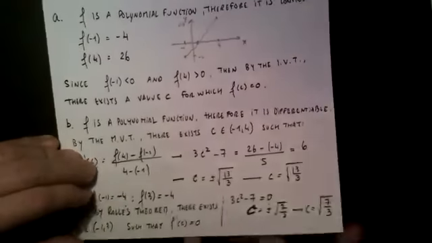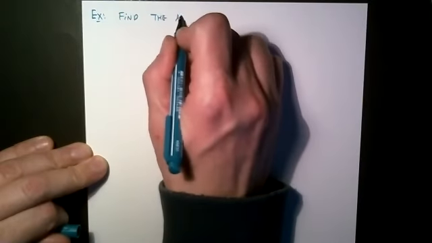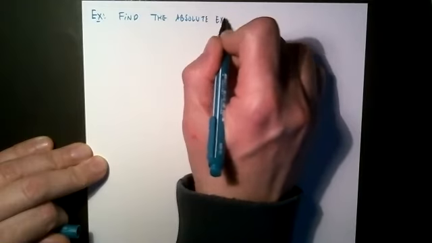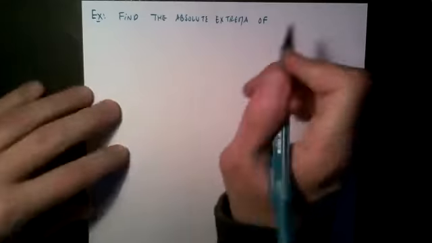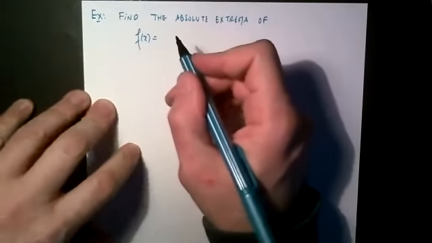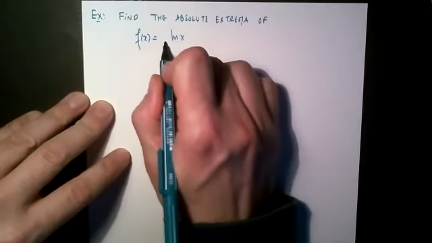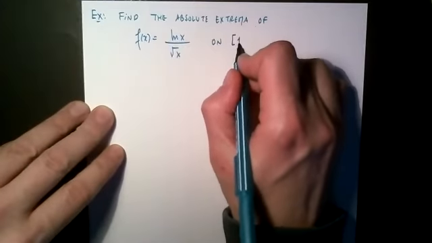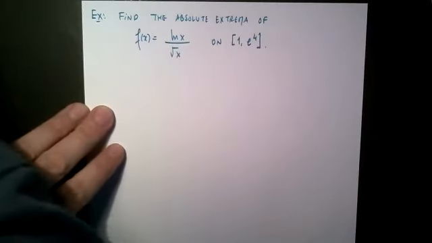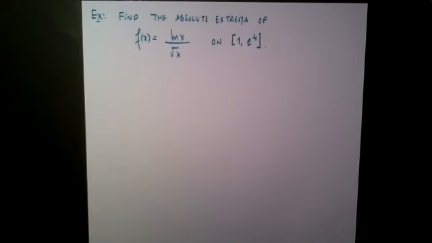Next question. Find the absolute extrema, so the maximum and minimum, of f of x equals ln x over the square root of x on the interval [1, e to the 4]. The max and min of this function on this interval.